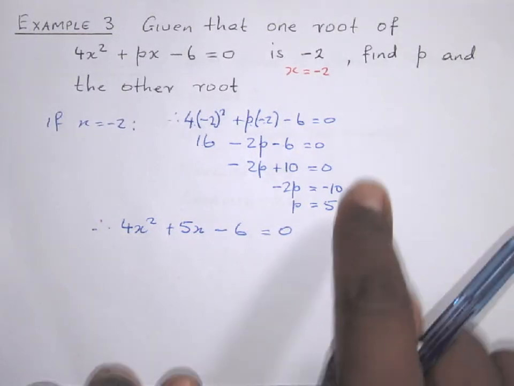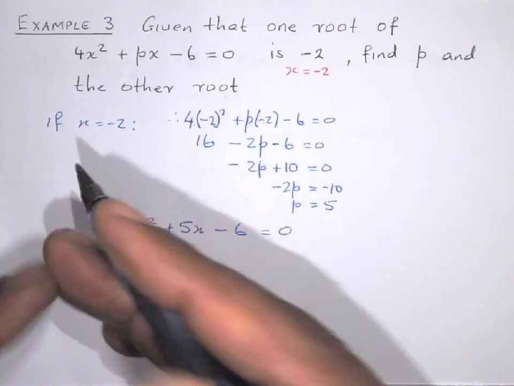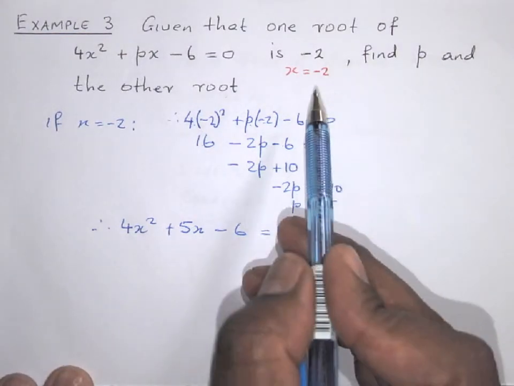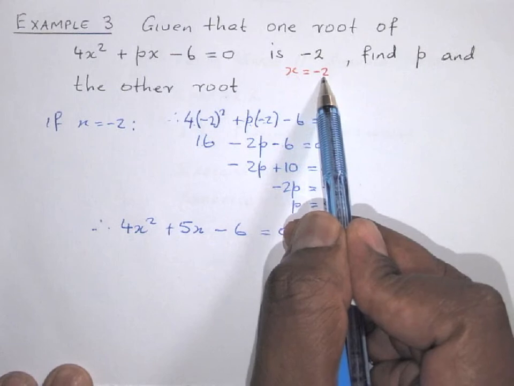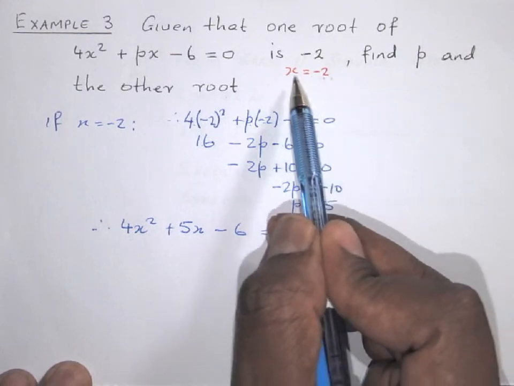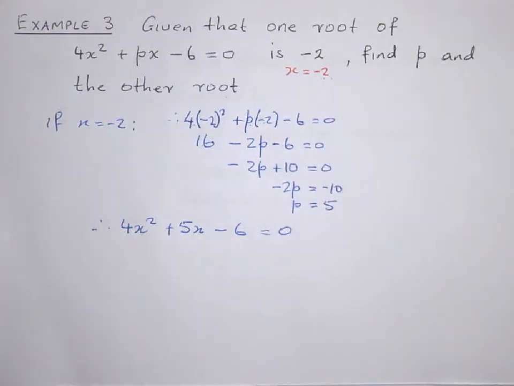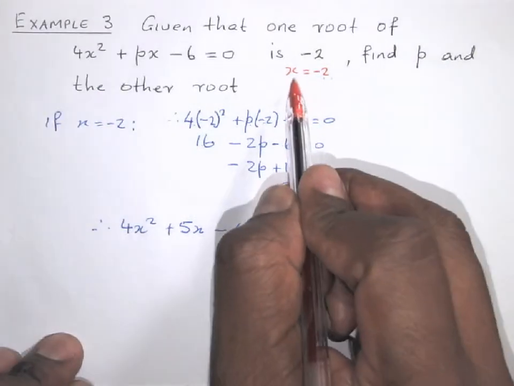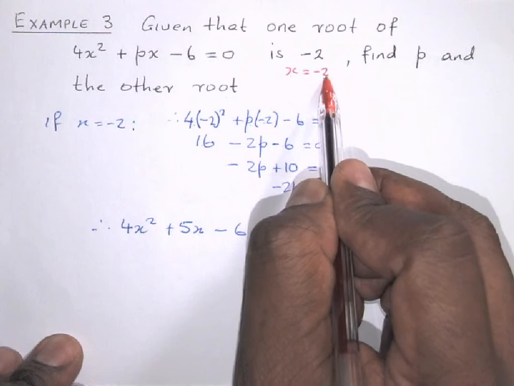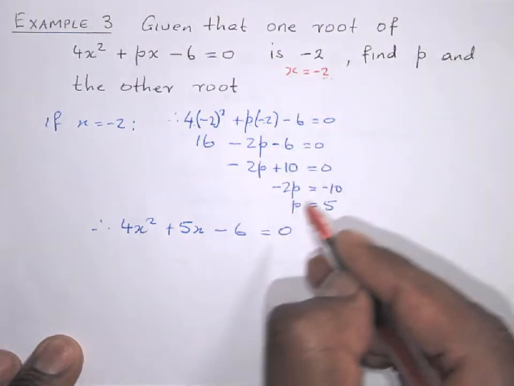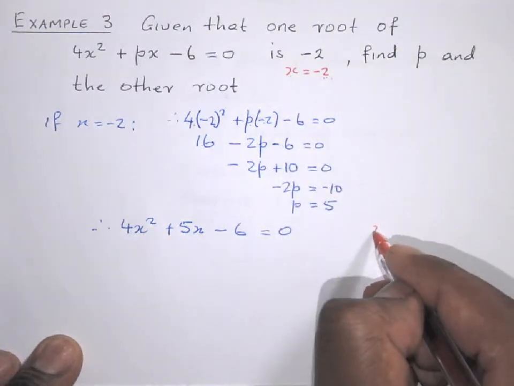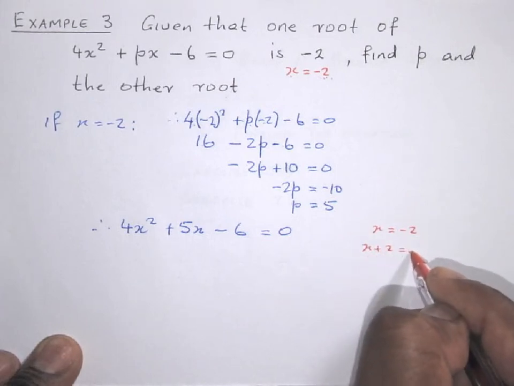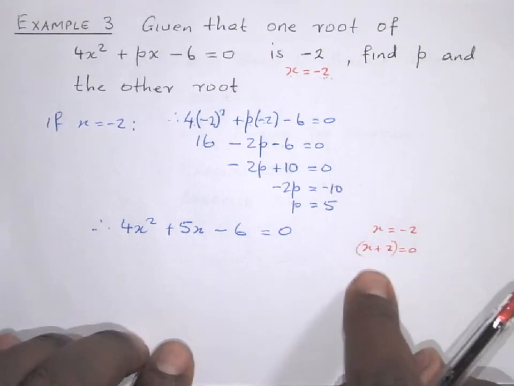Now note that they said we must find the other root. It's up to you how you find the other root. You can use the fact that x equals minus 2 will give you a factor. So let's try that way. The book will show you another method of doing this. If I've got x equals minus 2, and you take this across, you get x plus 2 equal to 0. So that would be one factor which I can put here.